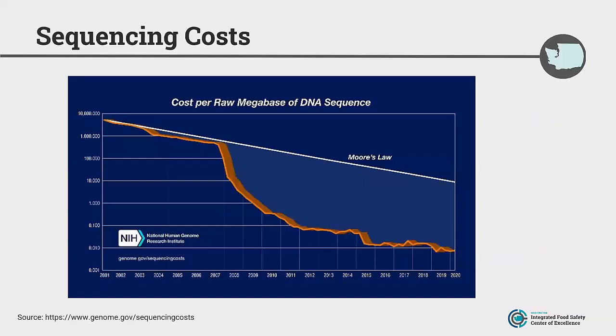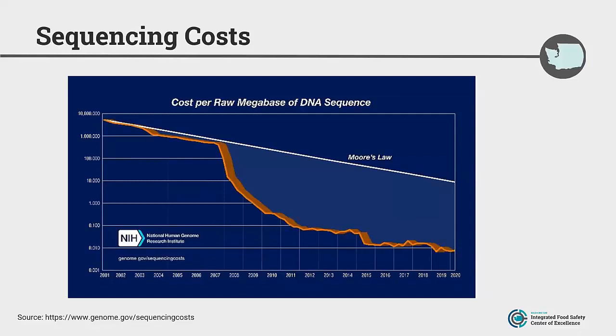This is a chart from NIH showing the cost per megabase of DNA sequencing. If you're not up on your prefixes, megabase would be 1 million bases. So the cost for 1 million bases of DNA sequence back in 2001 is over $5,000. And you can see that it has dropped precipitously. This is a log scale, so we're down below a penny in 2020.